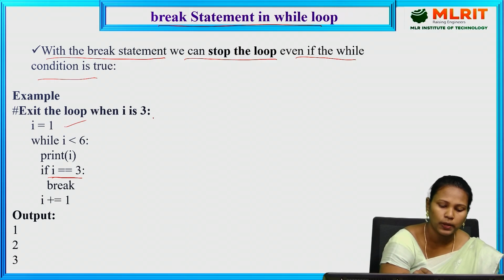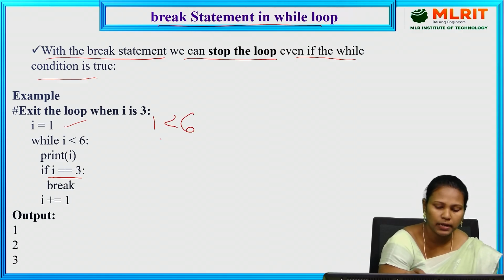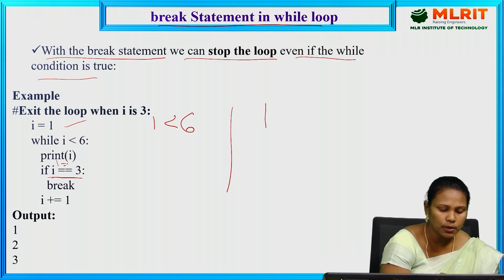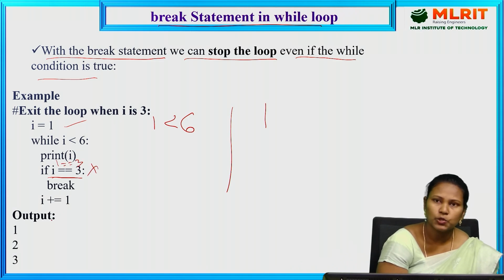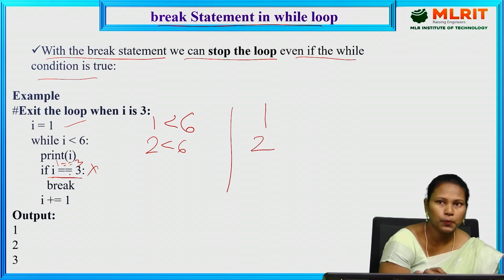Now i equal to 1. 1 less than 6, condition is true. The executable statement is print 1. Next, if i equal to 3, meaning we are checking 1 equal to 3, the condition failed. So i is incremented to 2. 2 less than 6, it is printing the 2 value. 2 equal to 3, so it failed.